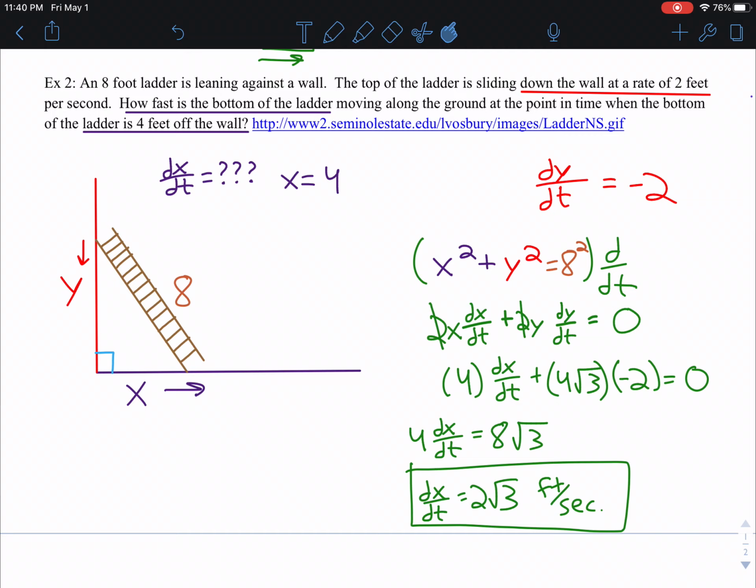So Pythagorean theorem related rate questions, things I want you to focus on: what is getting bigger or smaller? Which of your sides are increasing or decreasing? If it's something that's getting smaller, its rate of change needs to be negative.